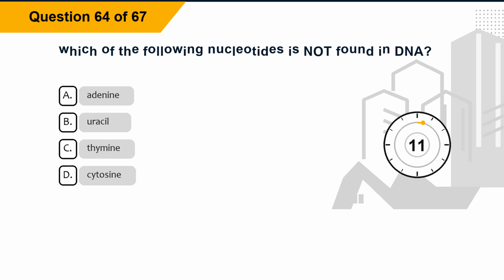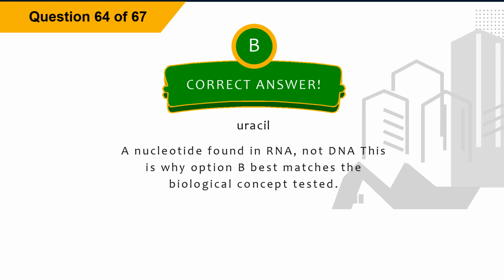Question 64. Which of the following nucleotides is not found in DNA? Option A, adenine. Option B, uracil. Option C, thymine. Option D, cytosine. The correct answer is option B, uracil. Explanation: uracil is a nucleotide found in RNA, not DNA. This is why option B best matches the biological concept tested.